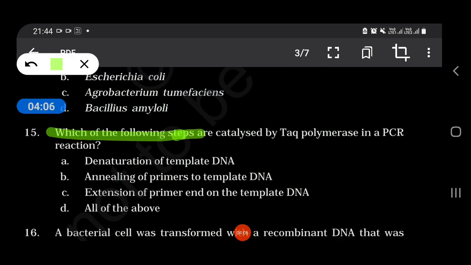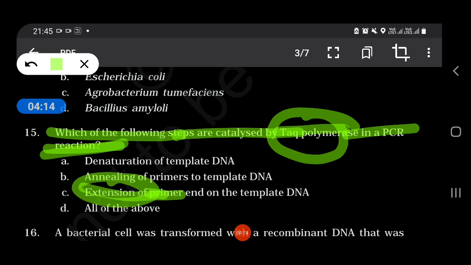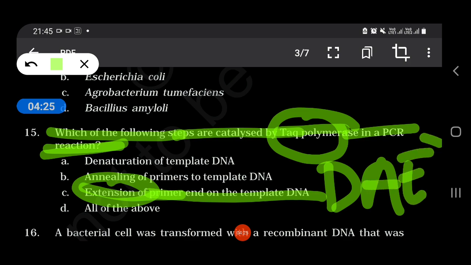Which of the following steps is catalyzed by Taq polymerase in PCR reaction? So our answer is extension of the primer at the end on the template DNA. You can learn the PCR reaction steps by denaturation, annealing and extension, DAE.